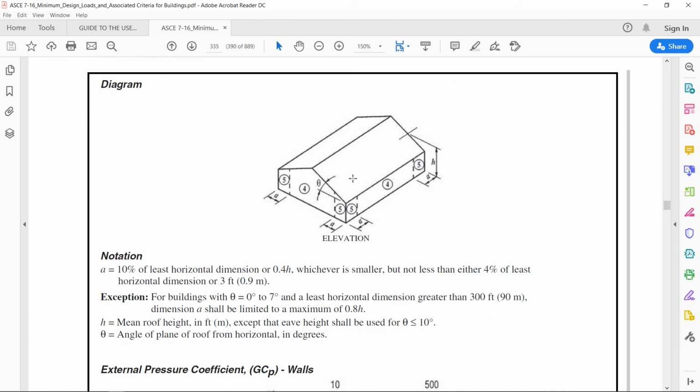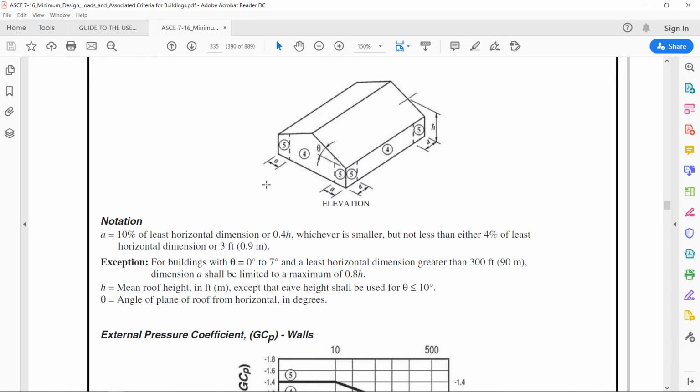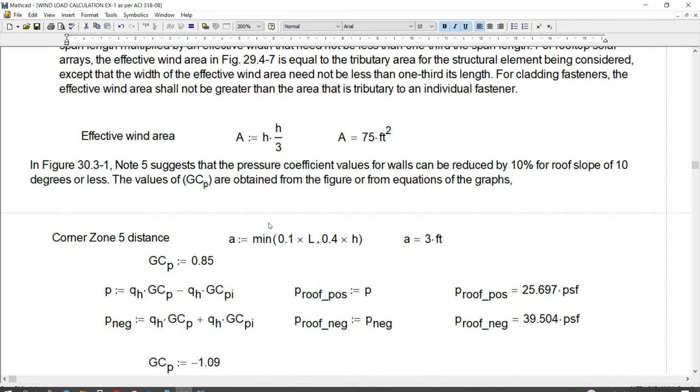Now if you see this figure, this is the side wall we are considering, and for side wall the first thing defined should be A here, then area 5 and area 4, where A is defined as it should be 10% of least horizontal dimension or 0.4 H, whichever is smaller, but shall not be less than 4% of the least horizontal dimension or 3 feet. So this condition is applied over here. A is minimum of 0.1 L or 0.4 H, so A comes out to be 3 feet.